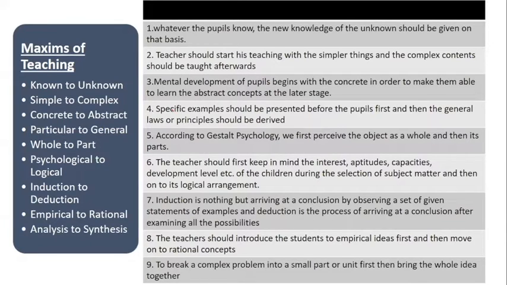Known to unknown, wherein the people have some previous knowledge, and based on that, the teacher gives some new knowledge to the student. Simple to complex: the teacher starts with the simple form of teaching, and then slowly takes the students to the complex content of teaching. Concrete to abstract, where the teacher starts with the mental development of the pupil with the help of concrete things, and slowly takes it to the abstract contents at a later stage.